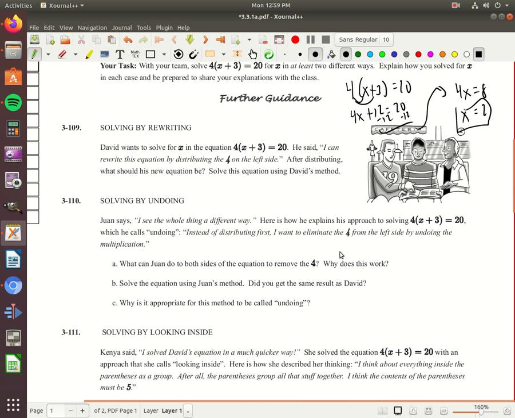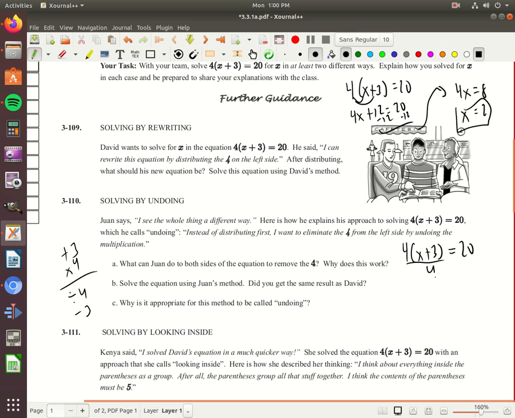One of my favorite ways to solve a problem like this is what's known as undoing. Undoing is where you go the opposite order of operations. The first thing I do is add 3, then I multiply by 4, so I'm going to undo that. In order to get rid of the multiply by 4, I'm going to divide by 4, and in order to get rid of the add 3, I'm going to subtract 3.